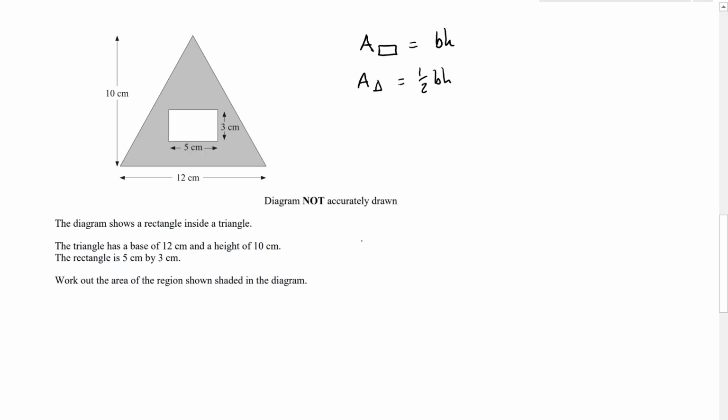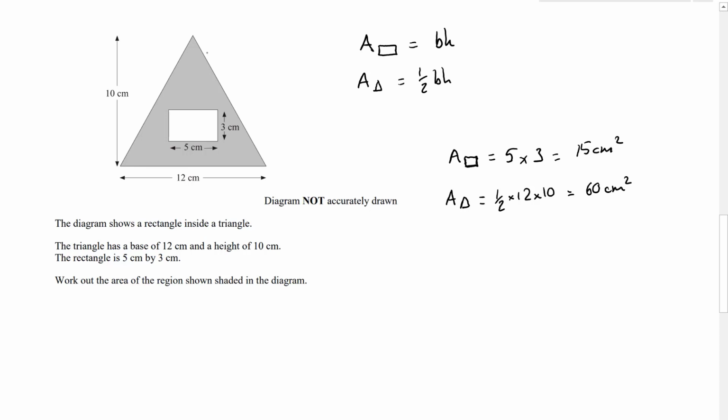So let's work out what is the area. I'll do it over here, area of the rectangle first of all. The area of the rectangle is base times height, where the base is 5 and the height is 3, given over in this diagram here. And so that's going to be 15 centimeters squared. And then we can put that aside. Then the area of the triangle is a half of the base times the height, which means we've got a half times 12 times 10, which is going to give us a total area of 60 centimeters squared, being the total triangle.